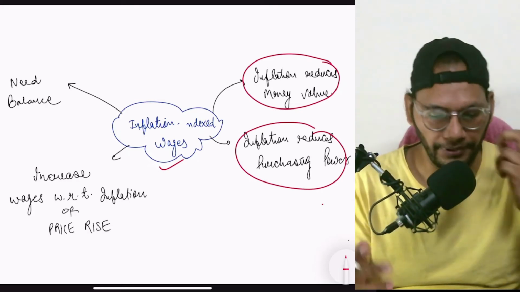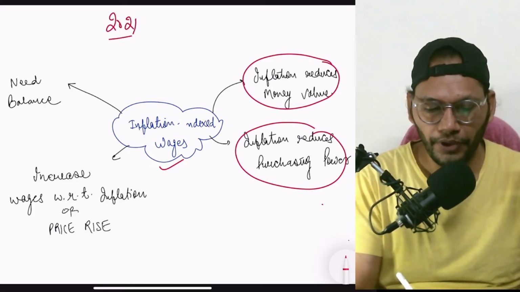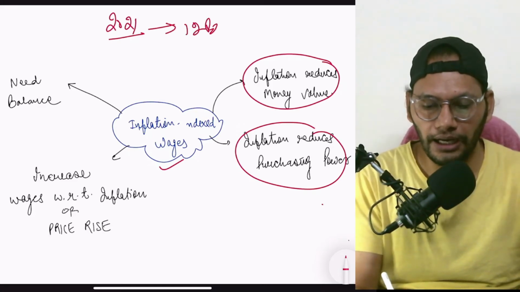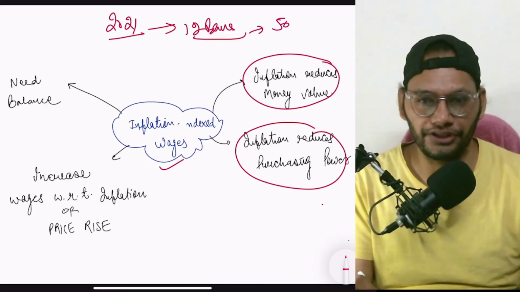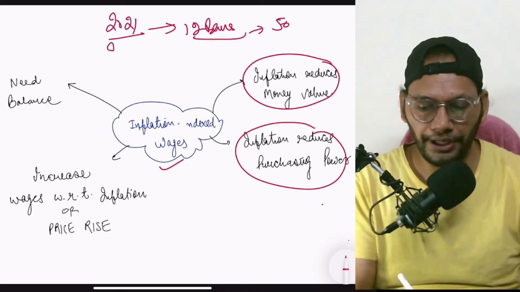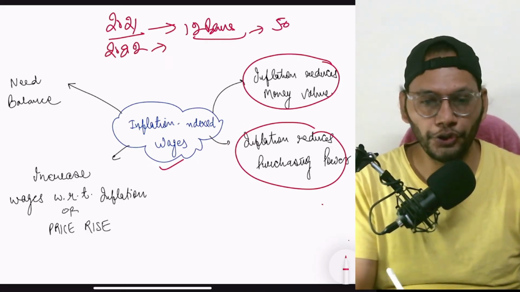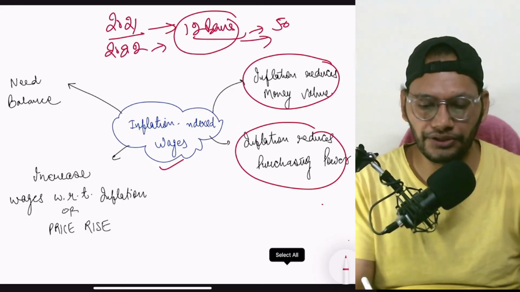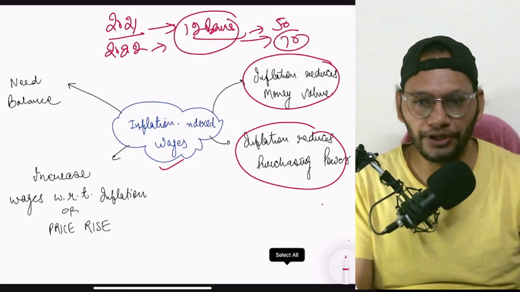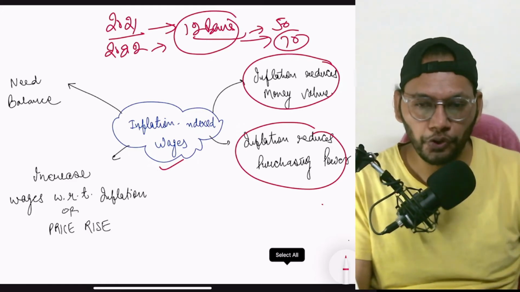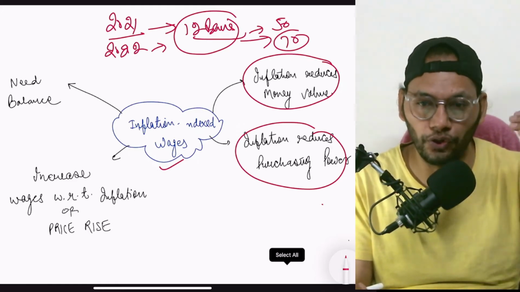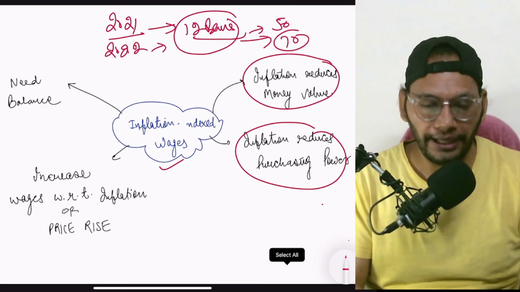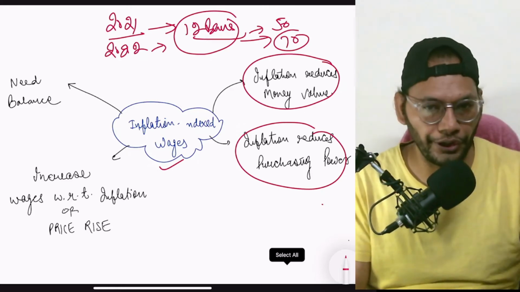Let me give an example. Suppose in 2021, you were able to purchase 12 bananas or 1 dozen banana in 50 rupees. But because of the inflation, price of the banana goes up. So in 2022, in order to purchase same 12 bananas, you need to pay 70 rupees. So you need to pay more money to buy the same stuff. It means that value of your money is actually going down, and your purchasing power is now going to go down.